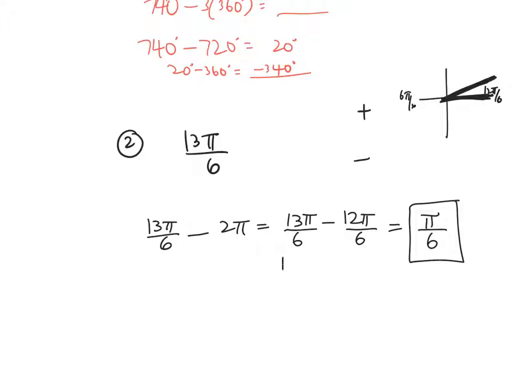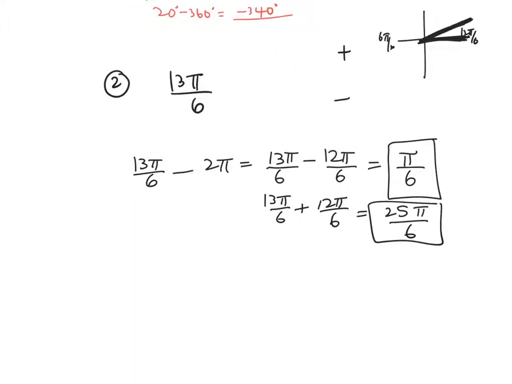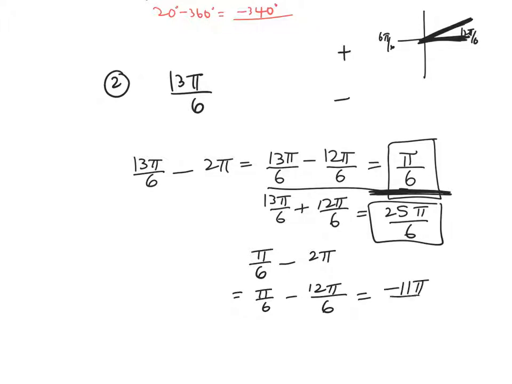Again, you could have added a full rotation. You could have added 2 pi, which is 12 pi over 6 when you have a common denominator, getting 25 pi over 6 as a positive coterminal angle as well. But in this case, I would have had to subtract a rotation anyway because I need a final answer that's negative. So pi over 6, I'm going to take away another rotation. But again, remember, my common denominator is still negative 12 pi over 6. So my answer, negative 11 pi over 6, would be the easiest negative coterminal angle to get.